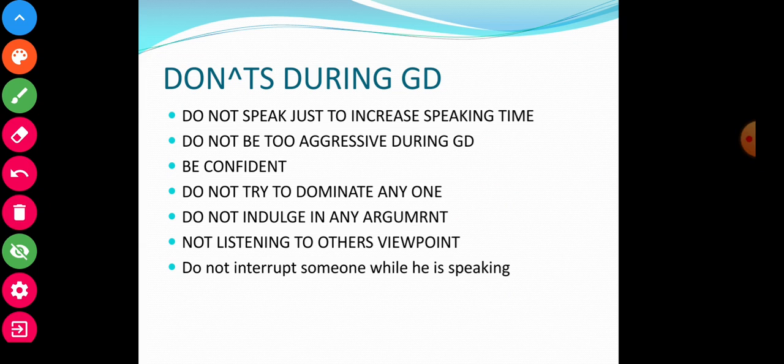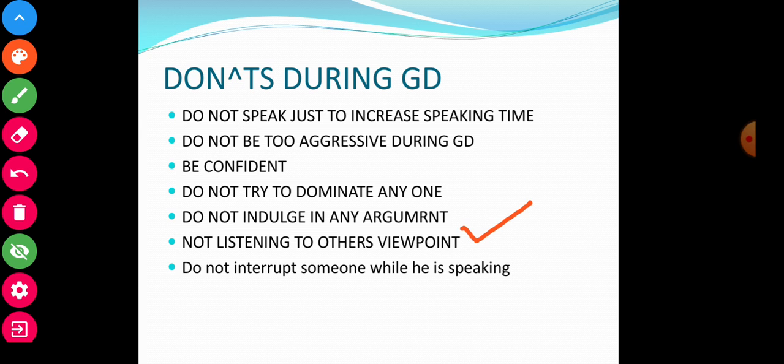Now do not indulge in any argument. Sometimes one candidate will throw an argument at you, so you must not return it. You just neglect it because you are here for selection, okay. It is also observed that candidates do not listen to others' viewpoints. When you finish speaking, please listen to others, because it will be beneficial for you also, as you can get a new idea from that.